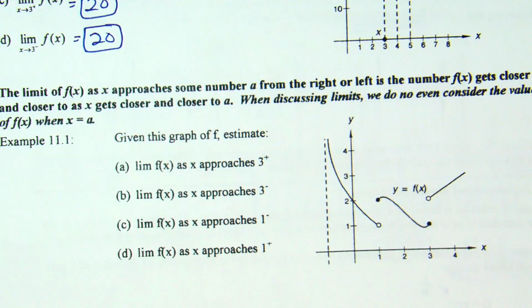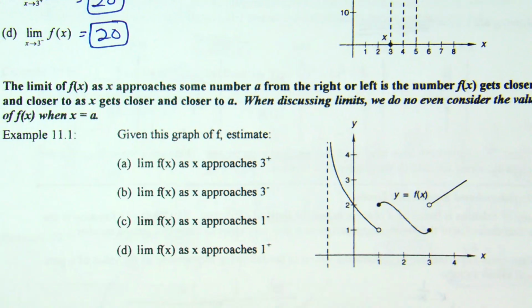Okay. The limit of f of x as x approaches some number a from the right or from the left is the number f of x gets closer and closer to as x gets closer and closer to a. When discussing limits, we do not even consider the value of f of x where x equals a. And that's where Trevor pointed out that dot there. I get it, it's a value, it's an output, but it doesn't matter when we talk limits.